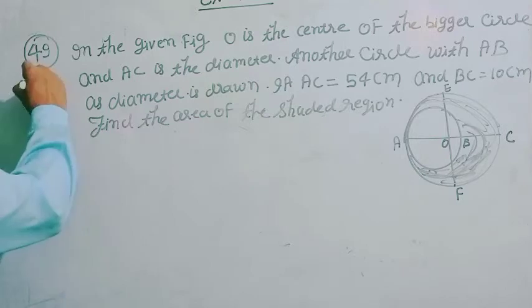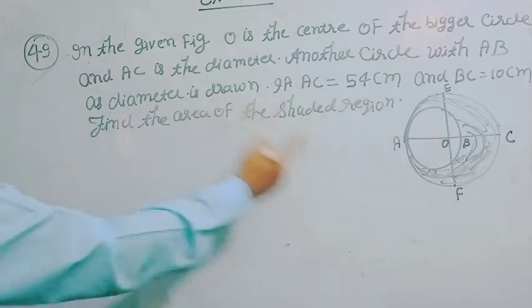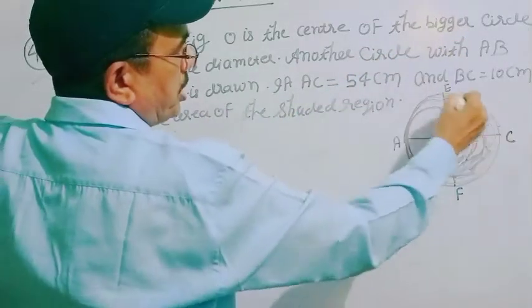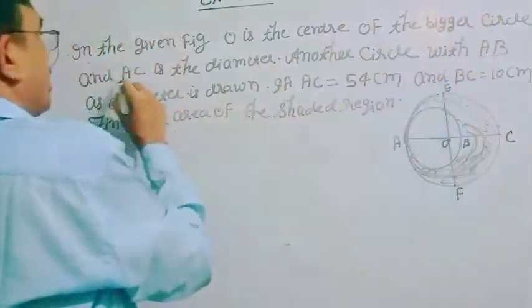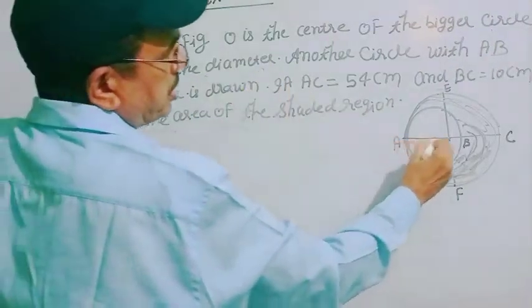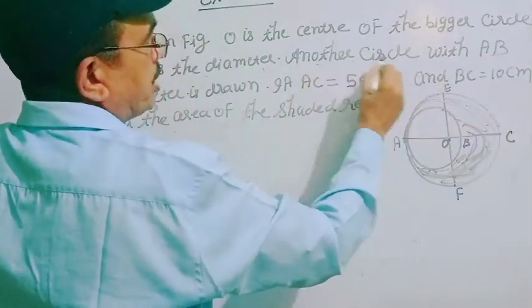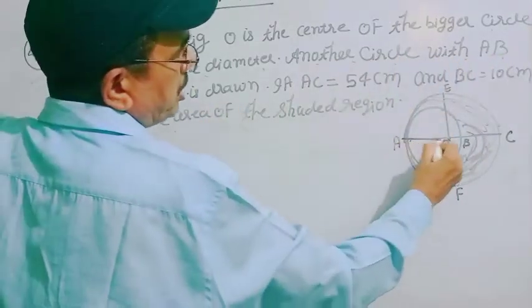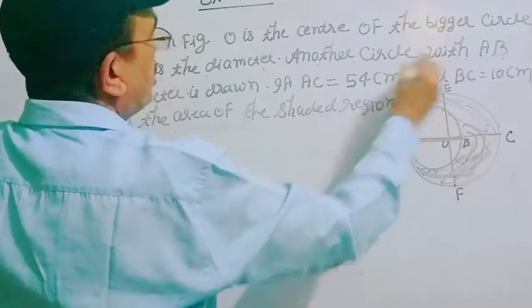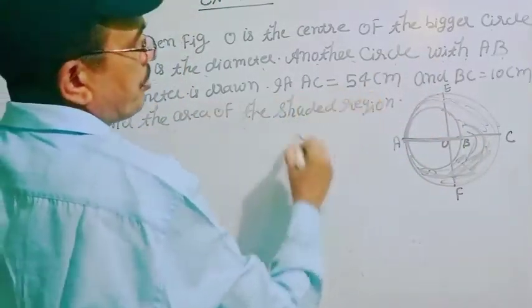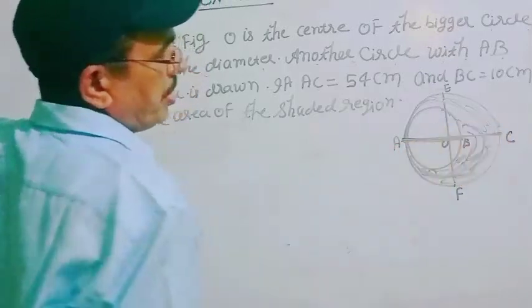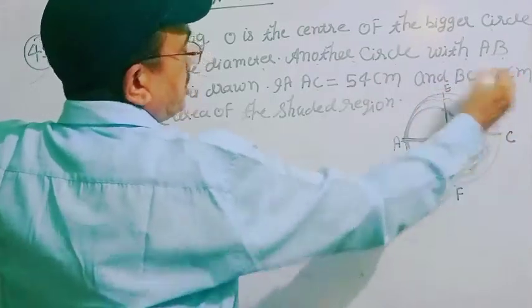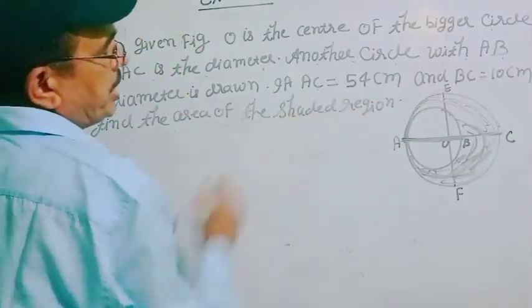Now see question number 49. In the given figure, O is the center of the bigger circle, and AC is the diameter of the bigger circle. AB is the diameter of another circle. If AC is equal to 54 cm, that means the diameter of the big circle is 54 cm, and BC is 10 cm, we have to find the area of the shaded region.